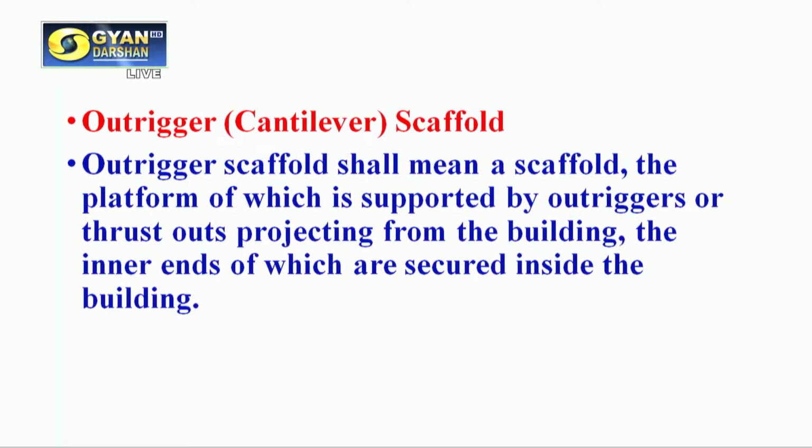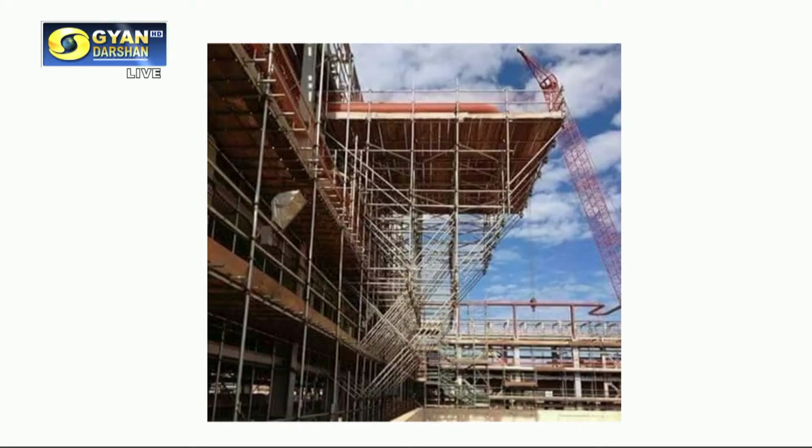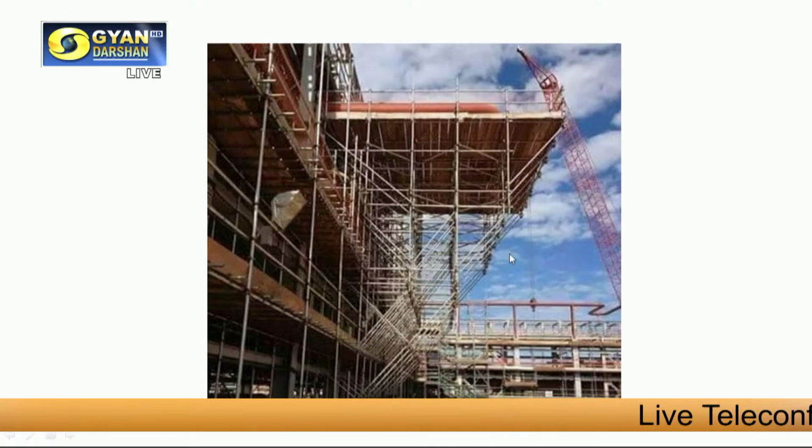Outrigger or the cantilever scaffold shall mean a scaffold where the platform is supported by the outriggers or thrust out projecting from the building, the inner ends of which are secured inside the building. This is the picture. How does it look like? This is the cantilever scaffold, because this is the main scaffold, and from this it is projecting out. There is no upright going directly to the ground.